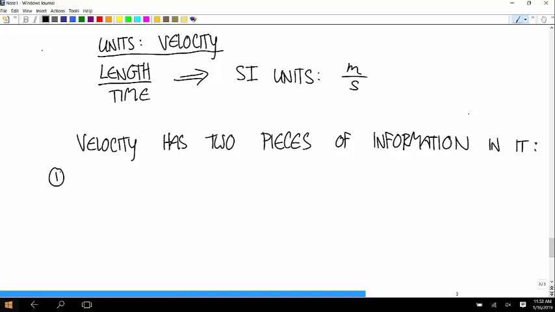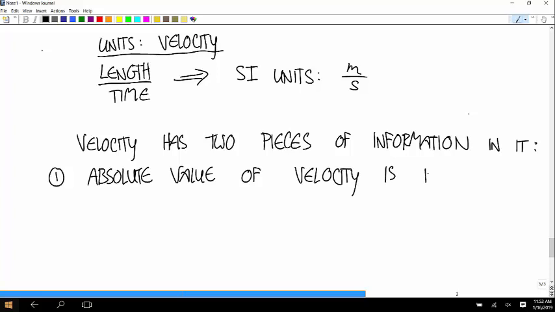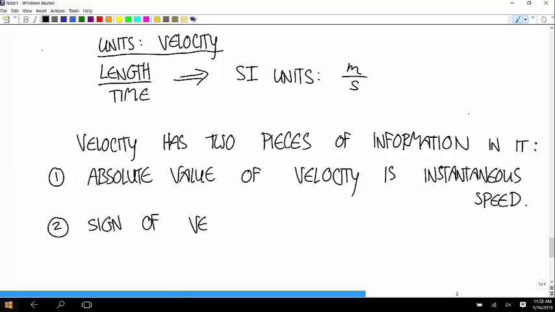First, the absolute value of the velocity. What do you think that is? Yep, good. So the absolute value of the velocity is the instantaneous speed. And the sign of the velocity is the direction of motion.